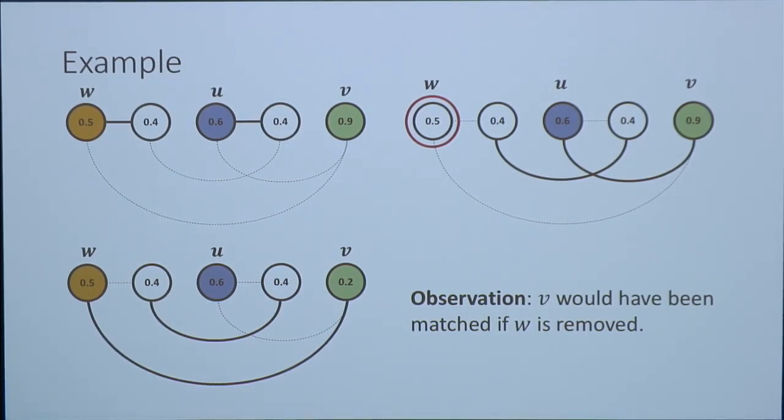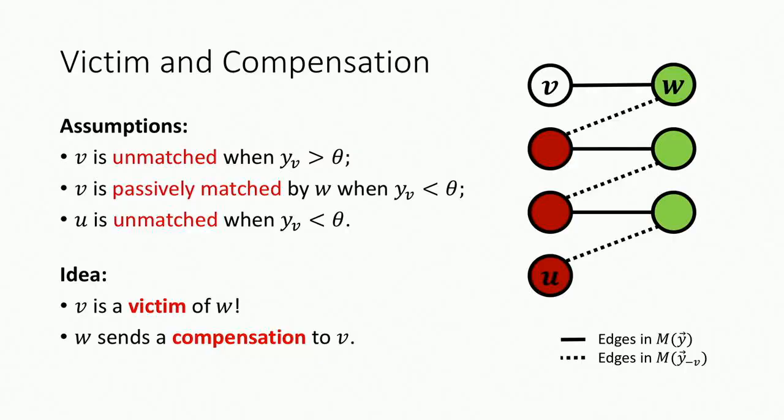So here we say that w is responsible for v's trouble because, first of all, w is an active vertex. When he looks around, v is available, but w doesn't pick v. But that happens all the time in ranking, so that doesn't mean anything. But also, if w is removed from the graph, then v will be matched, but when w is in the graph, v somehow becomes unmatched. So w is responsible for v's misery. So we say that v is the victim of w, and w needs to send a compensation to v in the charging mechanism.